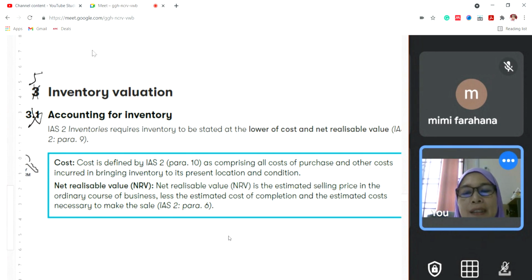So this is only repeating. Cost is defined by IAS 2 as comprising all costs of purchase and other costs incurred in bringing inventory to its present location and condition. So this you must understand lah. Okay, you must remember the meaning of cost and the meaning of NRV.